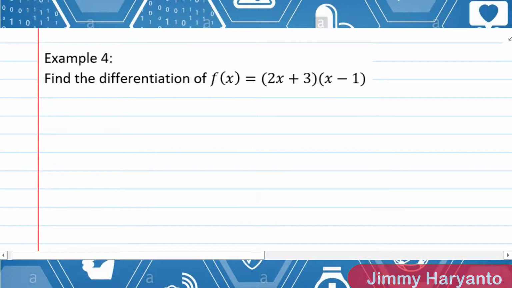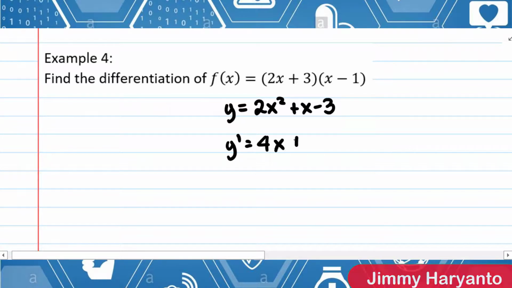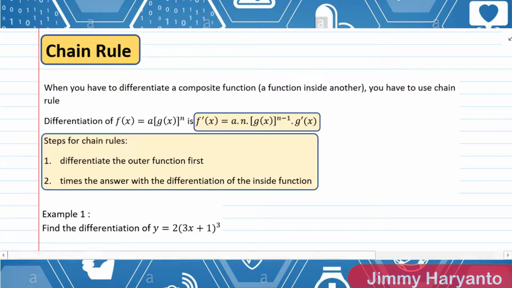Example 4. For example 4, we have multiplication. When you have multiplication, you have to multiply them first. When you multiply them, you will get x squared plus 2x minus 2 plus x cubed. And therefore, the differentiation will be 2x plus 4 plus 1. Okay, this is example 4.